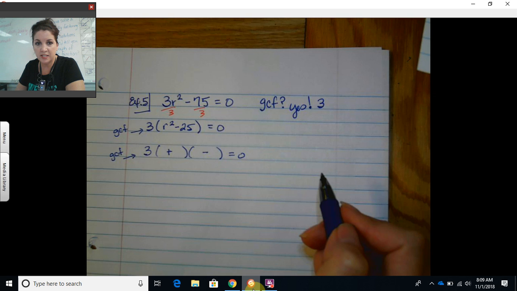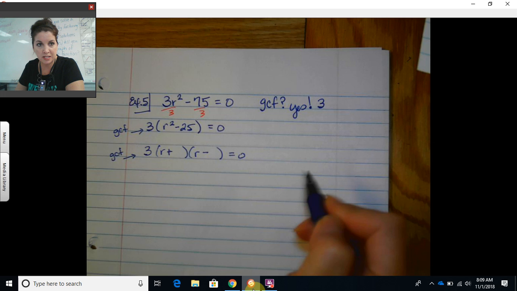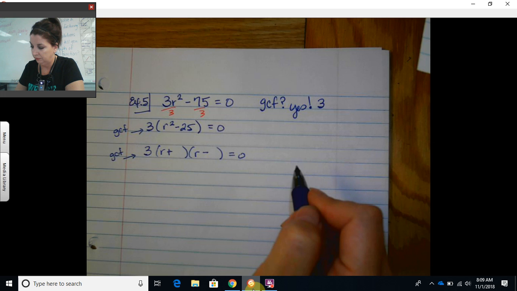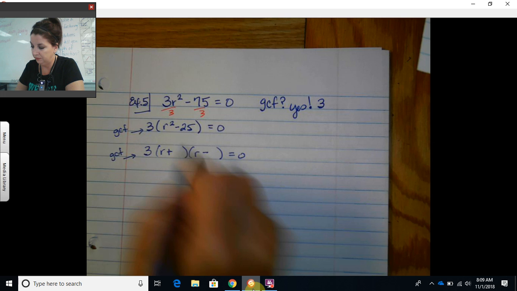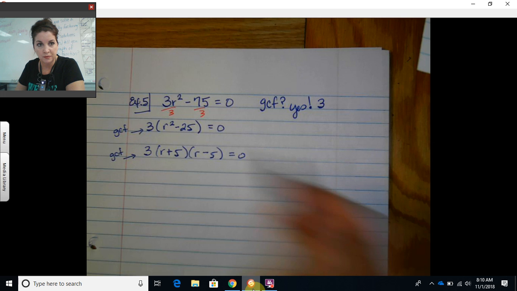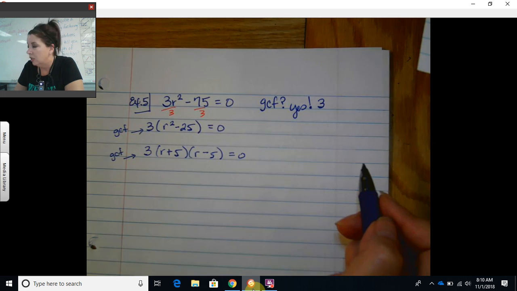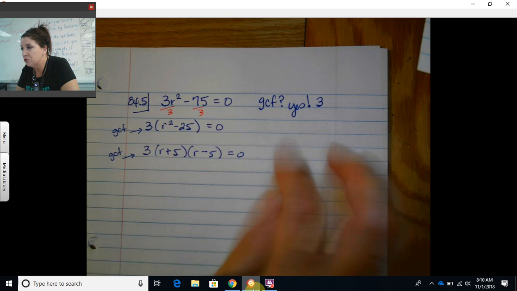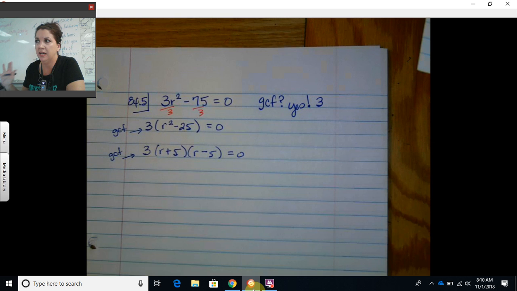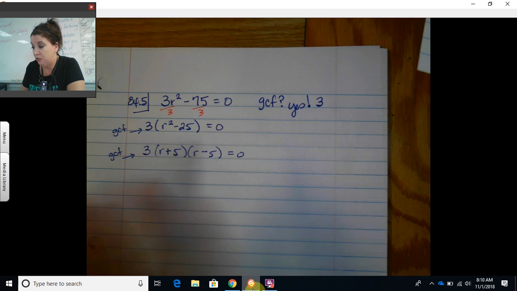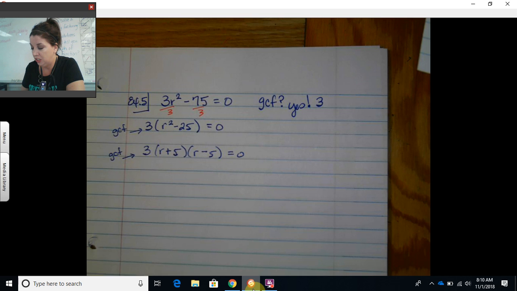What is going to be the first term in each set of parentheses? r. And the last term in each set? Which is 5. How many factors do I have? Oh, and if it's a difference of two squares and you're doing the shortcut, you don't divide and slide, okay? That will already be taken care of when you do the shortcut. But you know A is 1, so even if you try to divide and slide, it's not going to change anything.